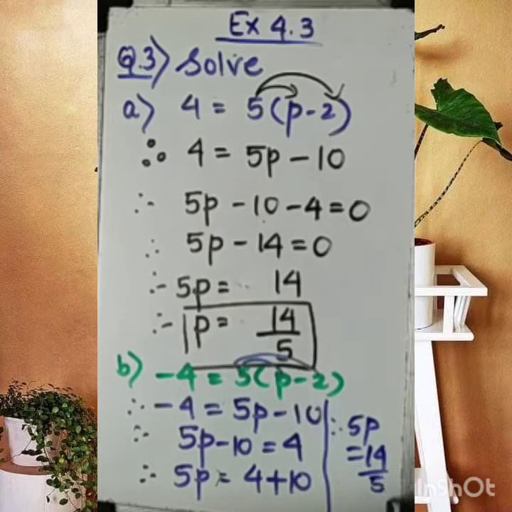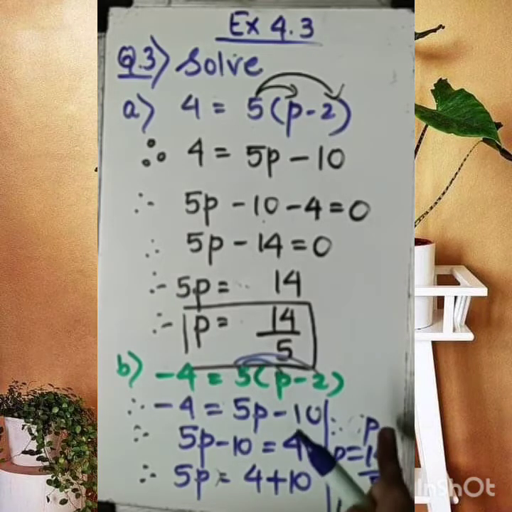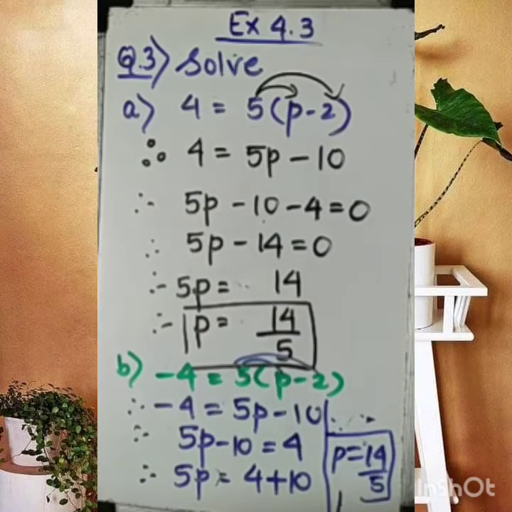14 divided by 5. Why I am doing this, because this 5 I am directly bringing as a denominator. So the value of p equal to 14 by 5. The value of p here, directly also you can mention, is equal to 14 by 5. Clear to you? This is the b part we have done.